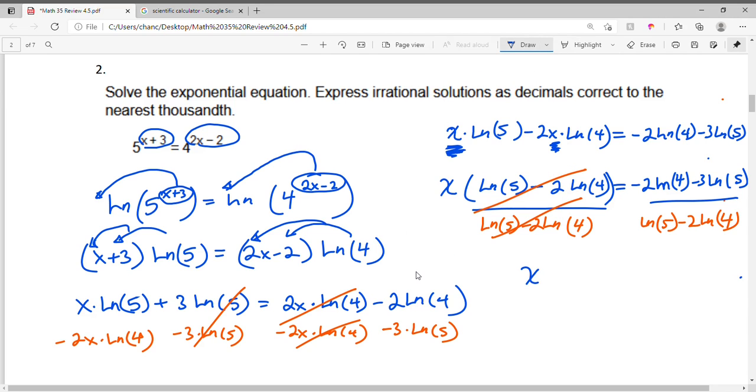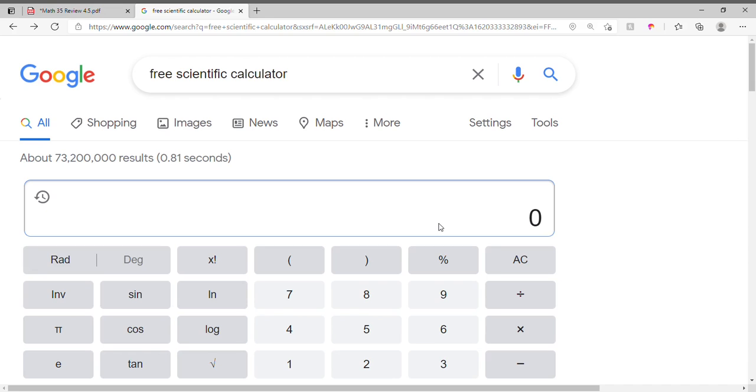Then we can finally enter this in a calculator. So type this entire expression in a calculator. Let's enter the equation into our calculator. We'll start off with the parentheses. Negative 2 natural log of 4.